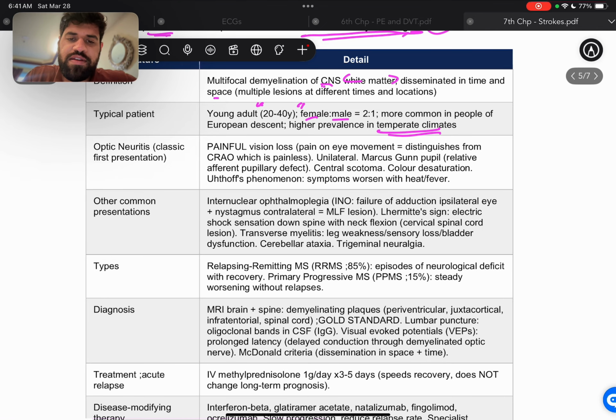Optic neuritis is the classical first presentation where there is painful vision loss, pain on eye movement, and it distinguishes from CRAO, which is painless. It's going to be unilateral, and a Marcus Gunn pupil can be seen, where there's a relative afferent pupillary defect. Then you'll see a central scotoma in a few patients. Color desaturation can be reported by the patients. Uhthoff's phenomenon is that the symptoms worsen with heat or fever.